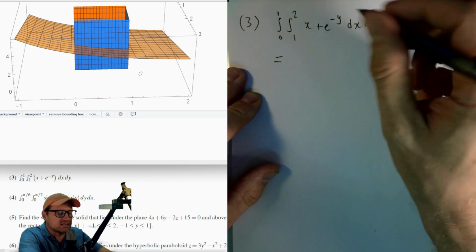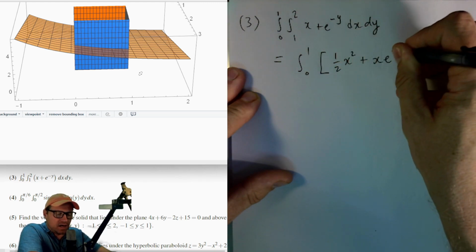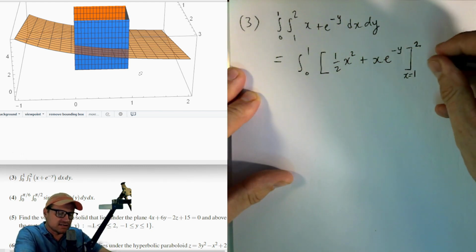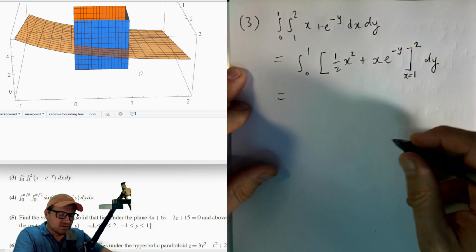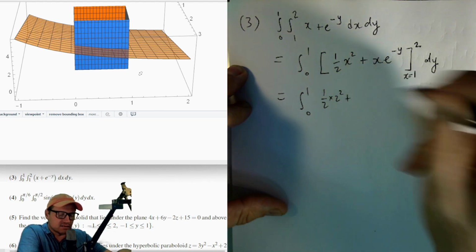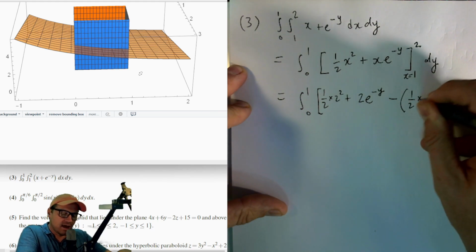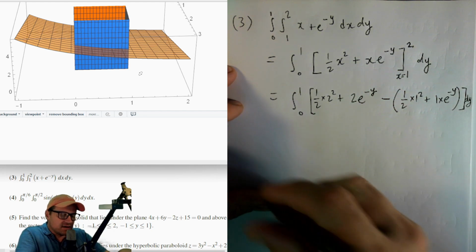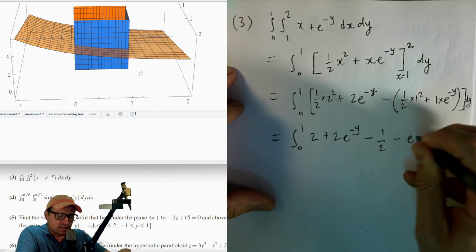So we first integrate this with respect to x. We have a half x squared plus x e to the minus y from 1 to 2, and that's x equals 1 to x equals 2, and then we integrate the result with respect to y. Okay, so let's substitute in x equals 2. So we have a half times 2 squared plus 2 e to the minus y. Subtract, now we sub in 1, half times 1 squared plus 1 times e to the minus y. Okay, and so let's simplify this. So 2 squared is 4, 4 over 2 is 2, subtract a half, and subtract e to the minus y.